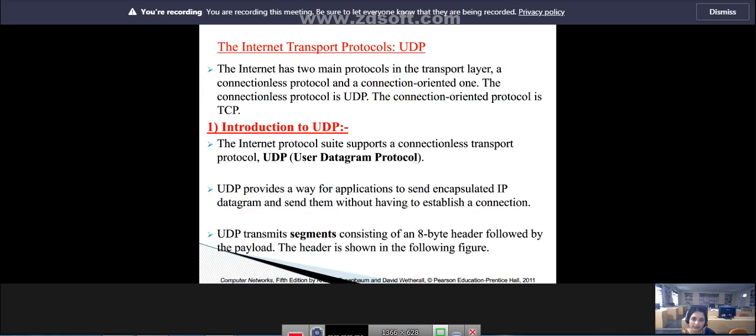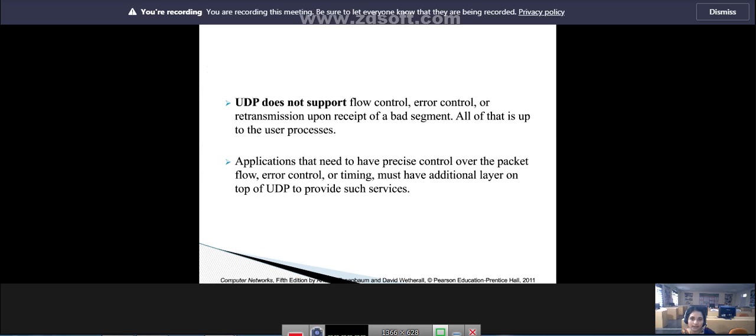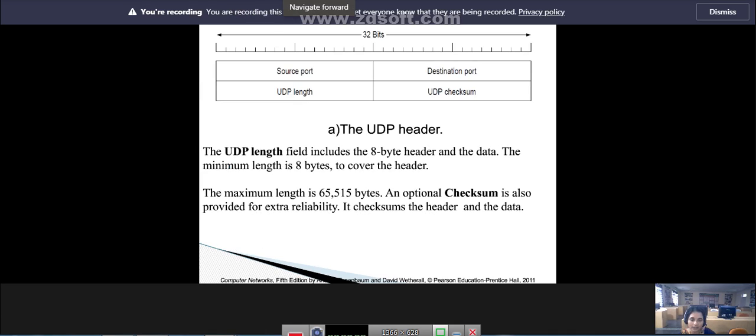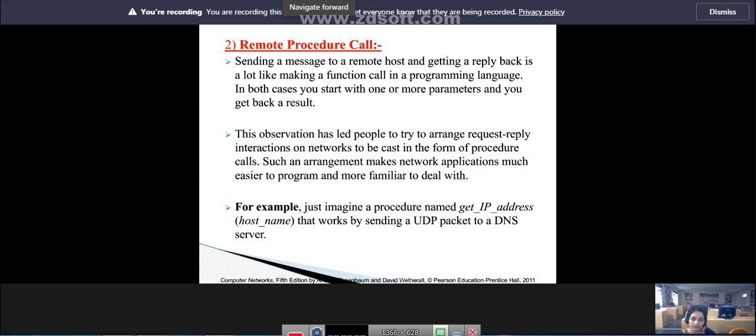In this we have discussed the Internet Transport Protocol UDP and the introduction to UDP, and this is the UDP header diagram. In this we have source port and destination port with UDP length and checksum. It is an 8-byte header, and the maximum length is 65,515 bytes, and a checksum is also provided for extra reliability. It checksums the header and the data. Next, we discussed in the previous video the remote procedure call.